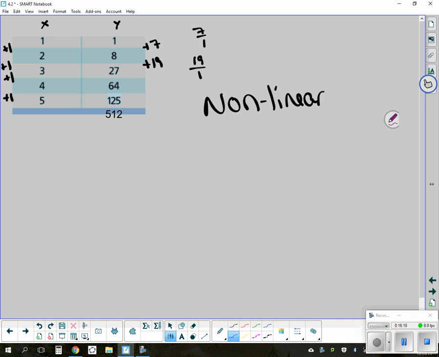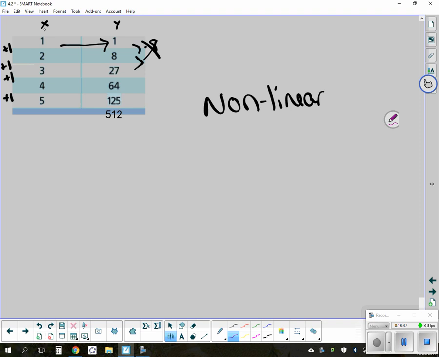Sometimes, instead of adding, you could multiply by something to get the next number. Here you would be multiplying by 8. Is 8 times 8 going to be 27? Nope, that didn't work.